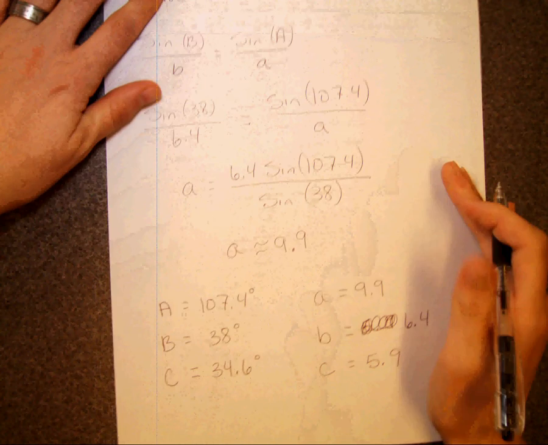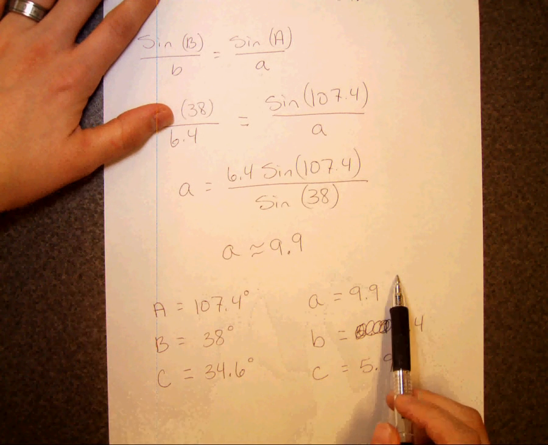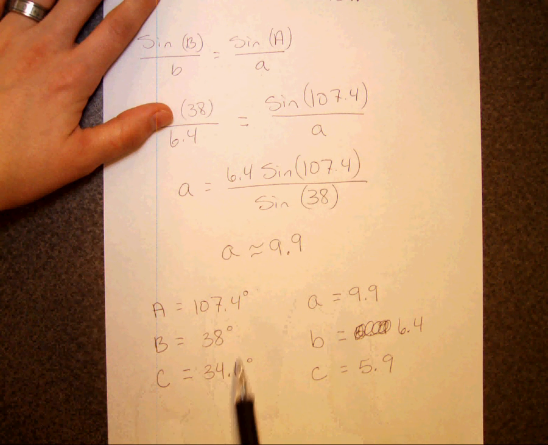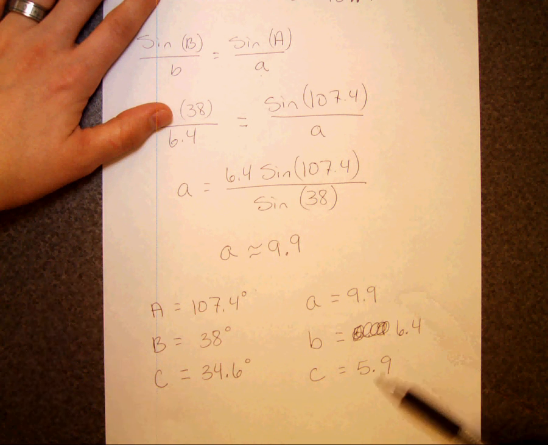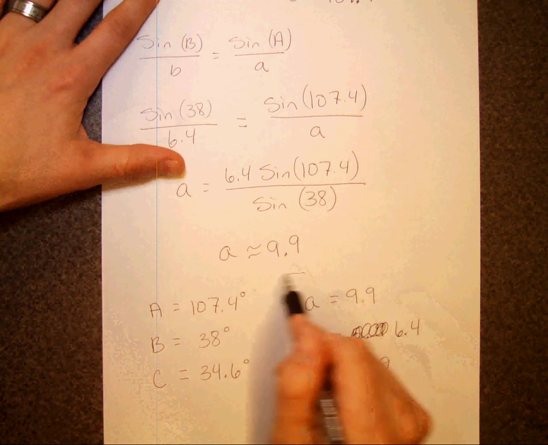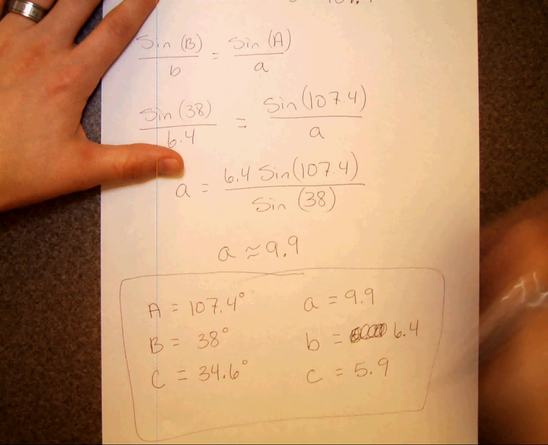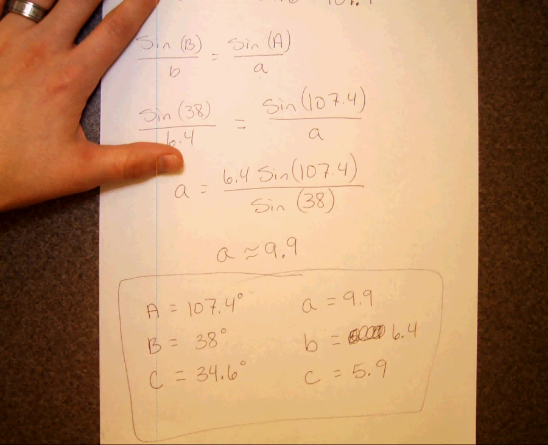Writing them all out kind of helps us to check ourselves. The largest angle should have the largest side length. So 107.4, 9.9. And the smallest should have the smallest. So you can look largest to smallest, largest to smallest. So my answers at least make sense. Okay. So there's an example of law of sines using the ambiguous case.